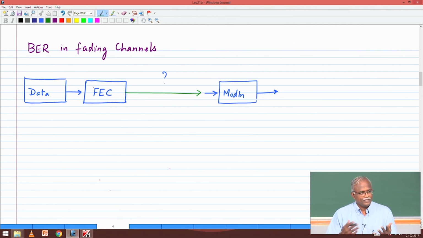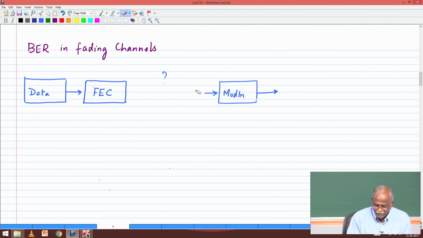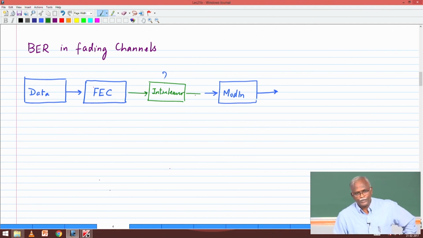Anything that you have come across? Source and channel coding. So I'm assuming source coding has been done. You have compressed your source, and whatever information you want to transmit over the channel, you have protected using a channel code. There is a very important block, the interleaver. It has a very important function in the context of a fading channel, and let me just take a moment to explain.